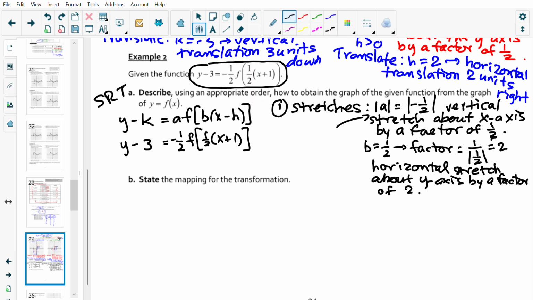If I go back here, if the a value, the factor is 1/2, that means I multiply all the a values, all the y values by 1/2. If the horizontal stretch about the y-axis is a factor of 2, right, then I multiply every y value by 2, or I divide the y values by 1/2, which is doing the same thing. Okay? All right.